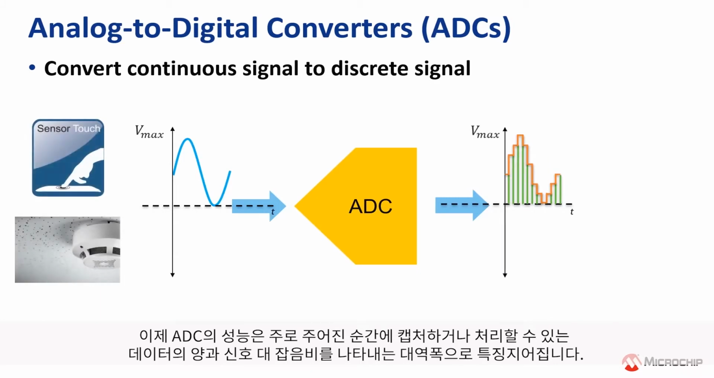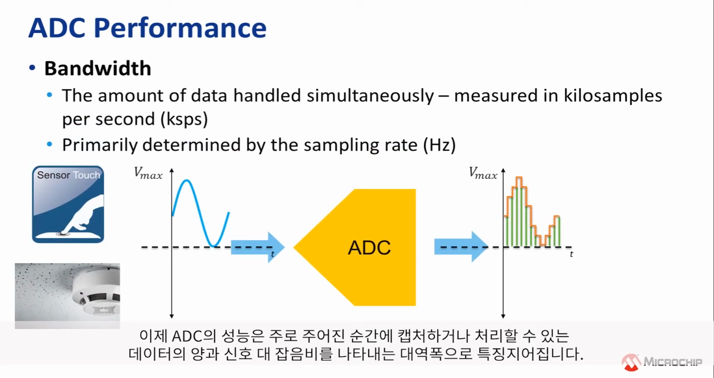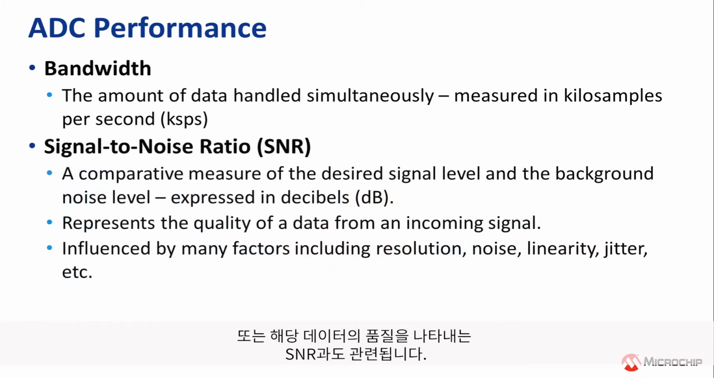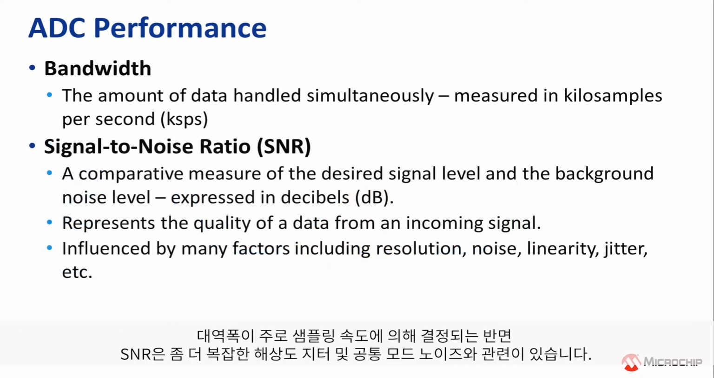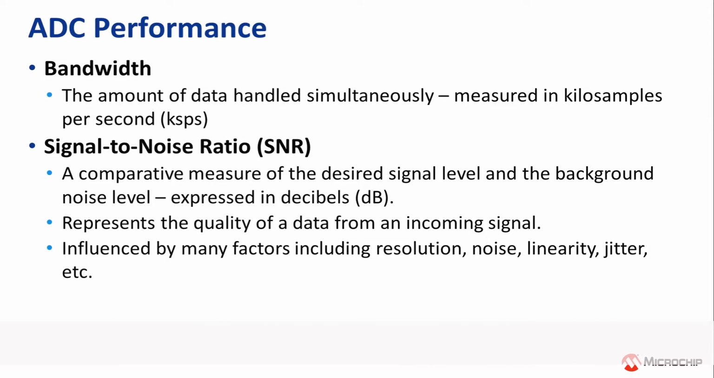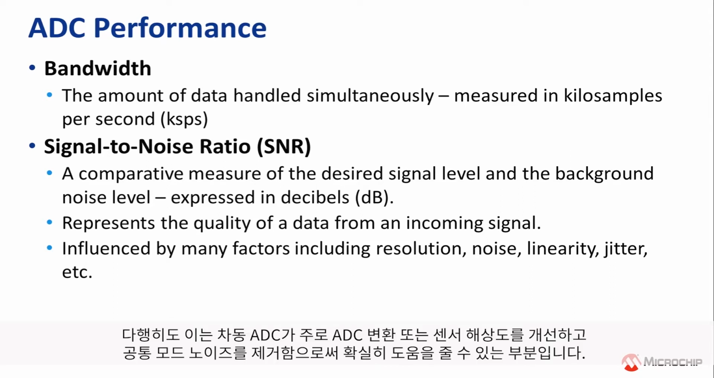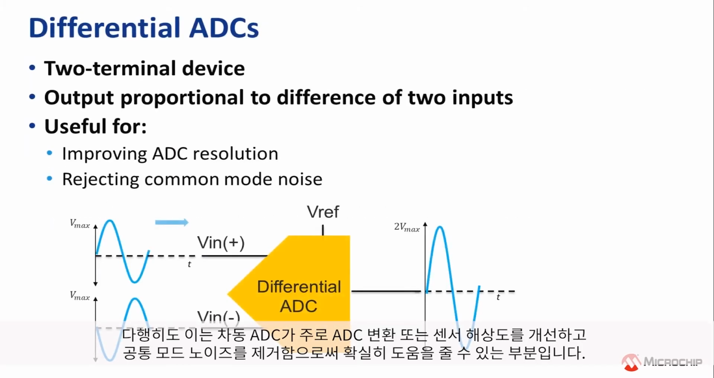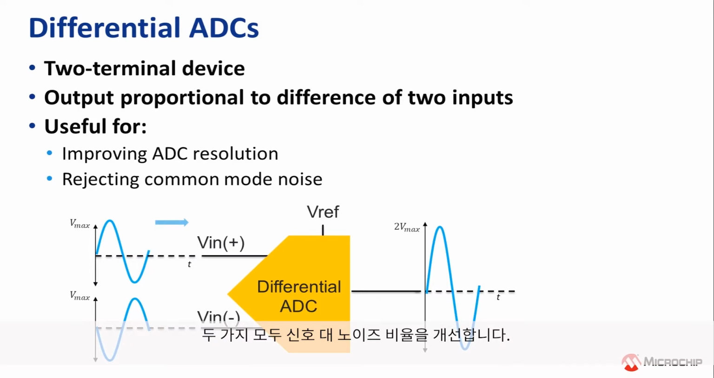Now, the performance of an ADC is primarily characterized by its bandwidth, which represents the quantity of data that can be captured or handled at any given moment, and the signal-to-noise ratio, or SNR, which represents the quality of that data. While the bandwidth is primarily determined by the sampling rate, the SNR is a bit more complex and is related to things like resolution, jitter, and common mode noise. Luckily, this is precisely where differential ADCs can help, primarily by improving ADC conversion or sensor resolution, and by rejecting common mode noise, both of which will improve the signal-to-noise ratio.